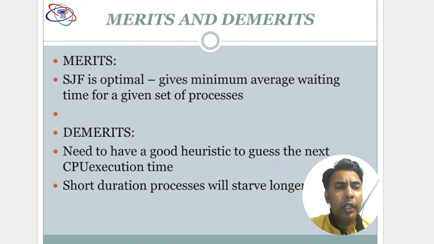What is the disadvantage of SJF? First, it needs a good heuristic to guess the next CPU execution time. That is not always possible. The second disadvantage of SJF is that the shortest duration processes will starve the longer ones.